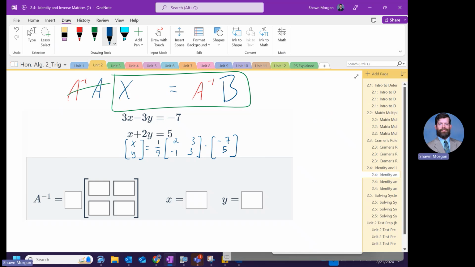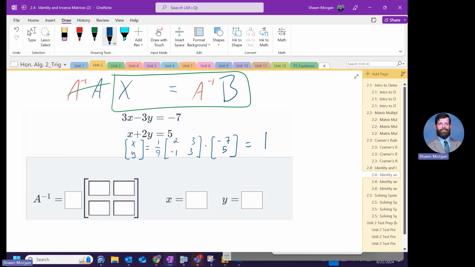Now, let me ask you fellows this. Which one should I multiply first? Should I multiply scalar or should I multiply matrices? Matrices first. Why? You don't want a bunch of fractions. 1/9 times these three guys is going to create 4 fractions. That's going to make my multiplication more difficult.